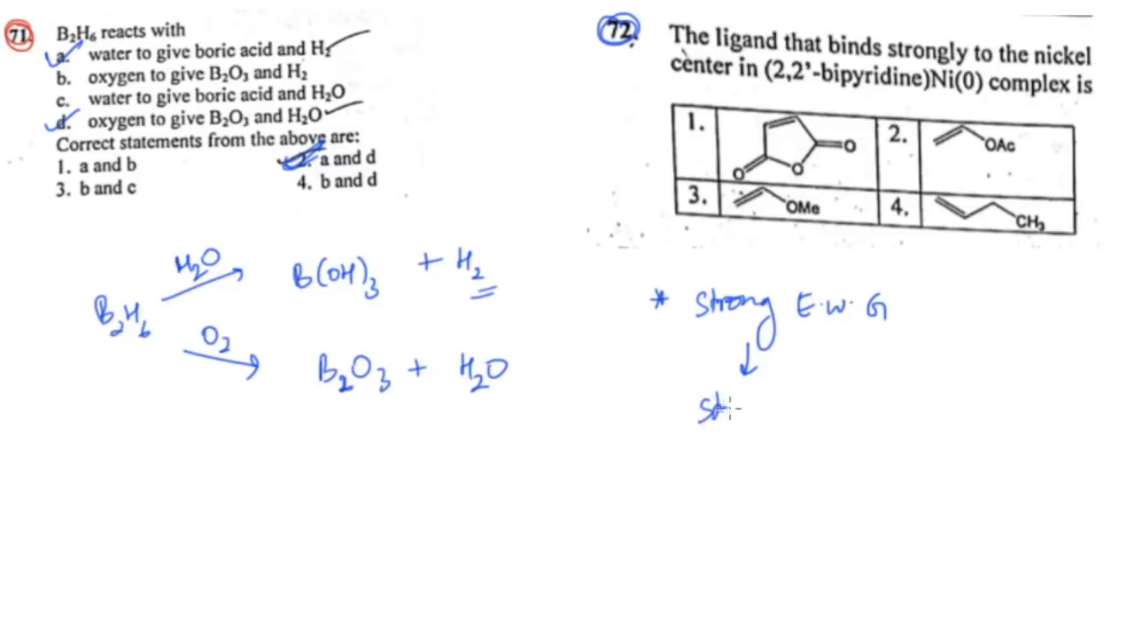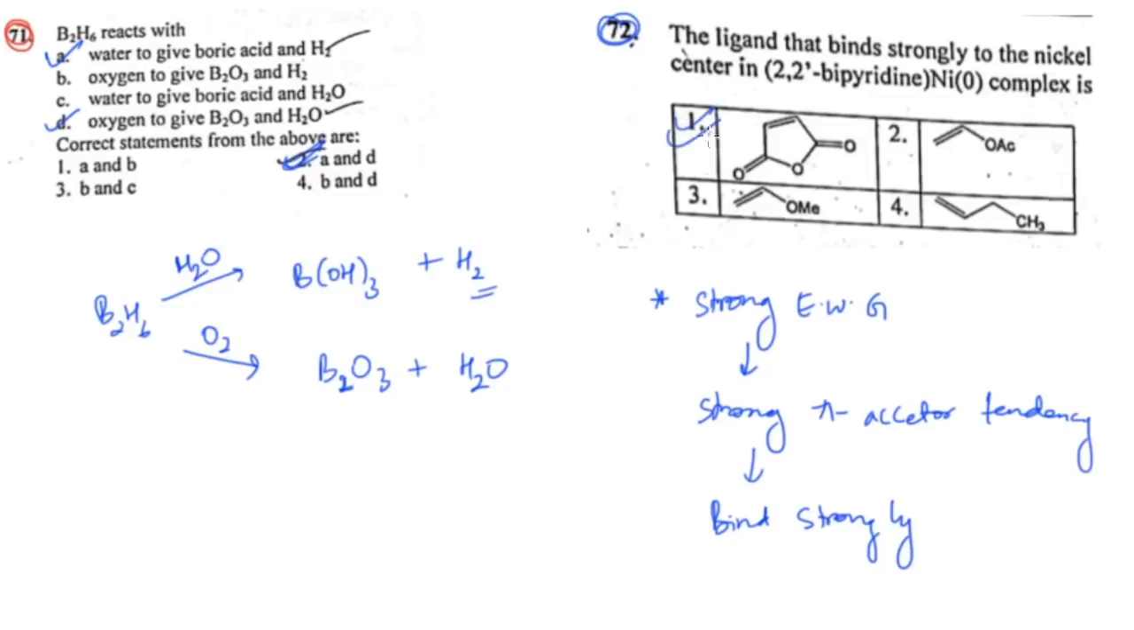It will have a strong pi acceptor tendency. Okay, so it will have strong pi acceptor tendency, and if it has a strong pi acceptor tendency, then it will bind strongly. So that is the logic to solve this particular question. Based upon that, you can easily tell that your option A is your correct option. Fine. Let's take some more questions and see how to do this.